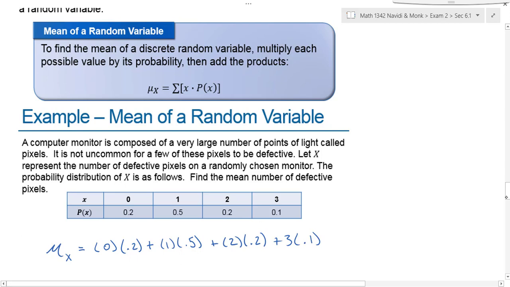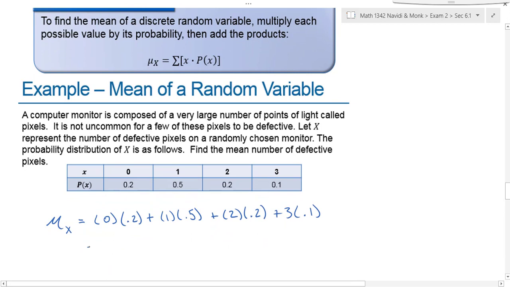The arithmetic is easy enough that I think we can handle this one without going to the calculator. This is going to be equal to 0 plus 0.5 plus 0.4 plus 0.3. And when we add this up, what do we get? 1.2. 5 and 4 is 9 and 3 is 12. With one decimal place, that makes it 1.2.